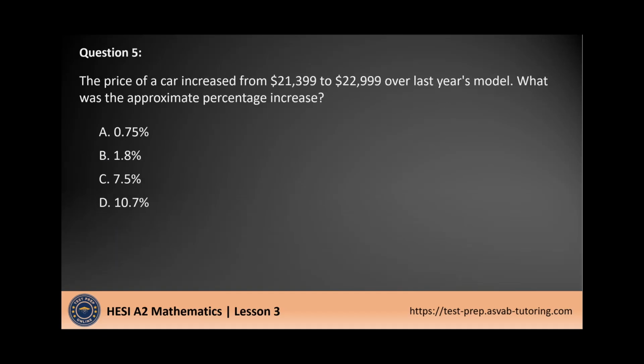The price of a car increased from $21,399 to $22,999 over last year's model. What was the approximate percentage increase? So to find the percentage increase, first we're going to need to find the dollar increase. So we're going to subtract the price of the old model from the price of the new model.